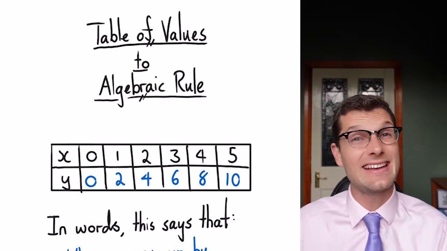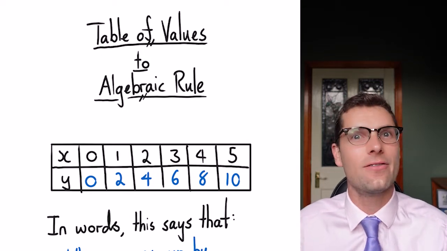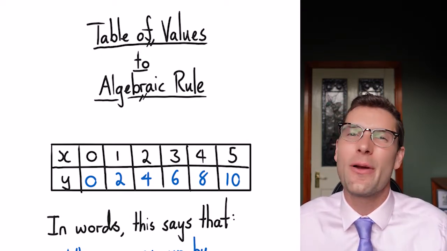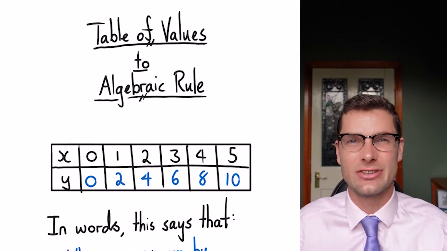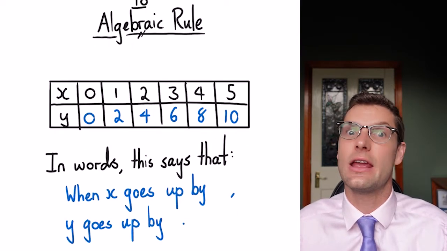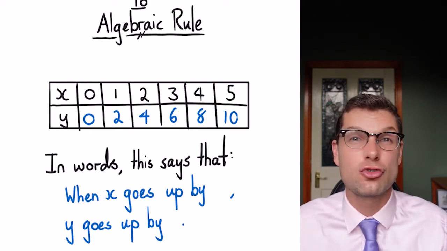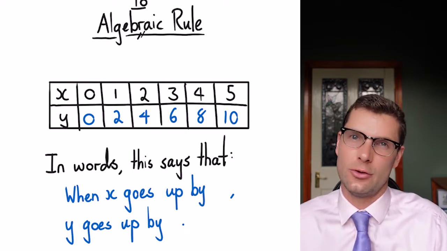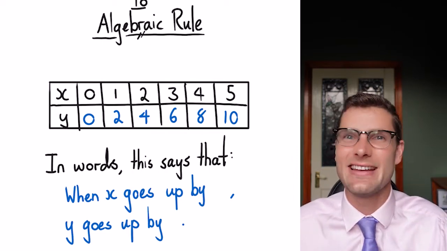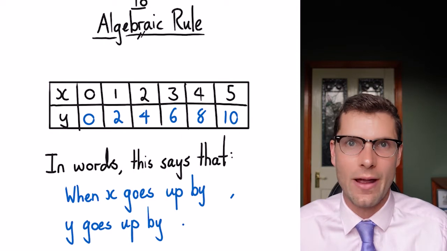Today we're going to turn a table of values, or the pattern that we can see in one of these, and we're going to turn it into a mathematical sentence, or an algebraic equation. So if we have a look at this one straight away, we know what we are looking for. If you can explain the patterns in words, you're more than halfway there.